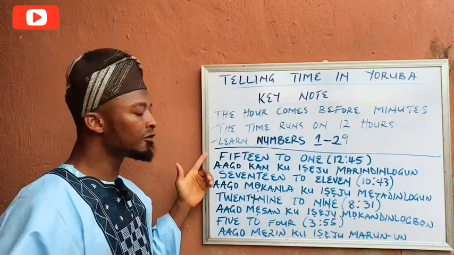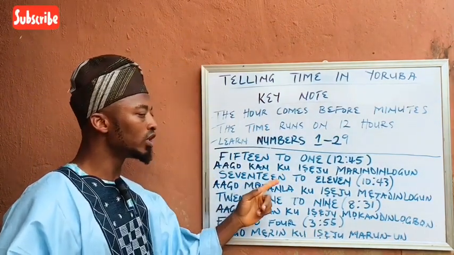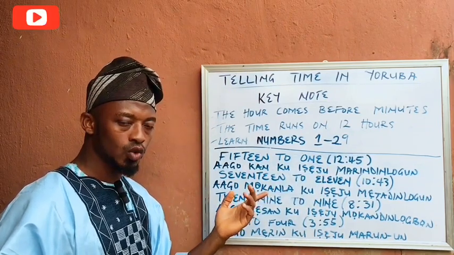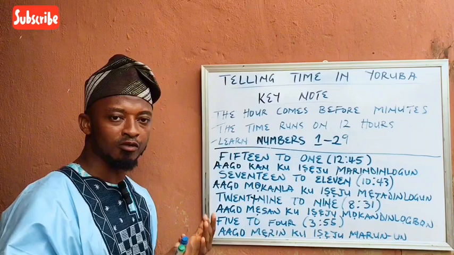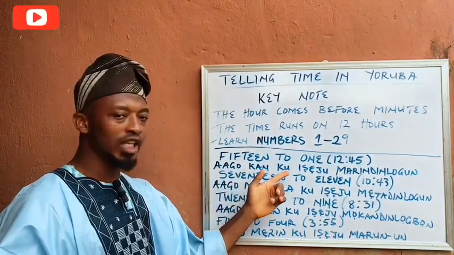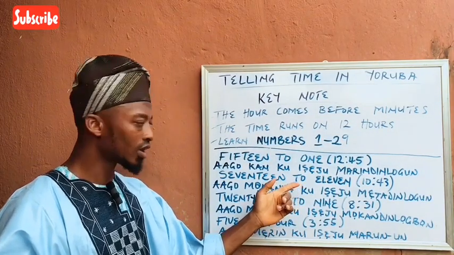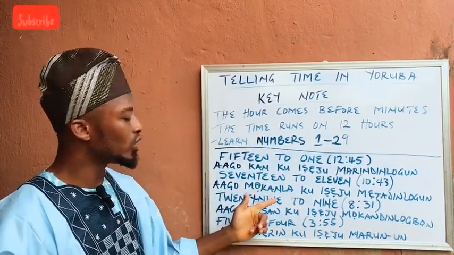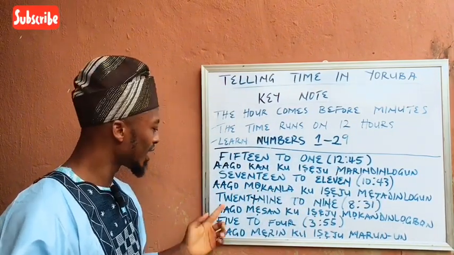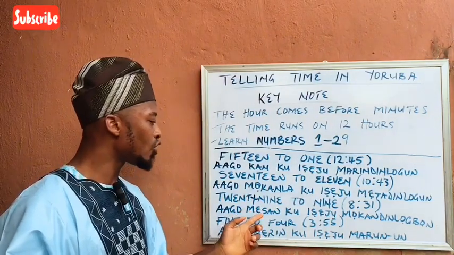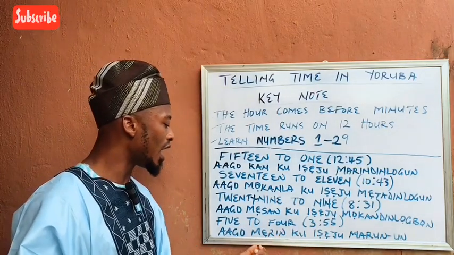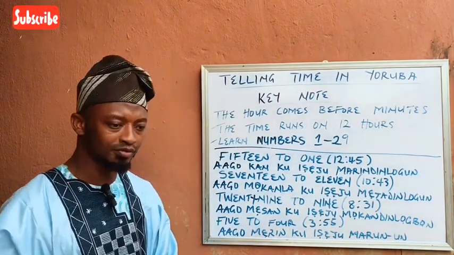So look now, 15 minutes to the hour of 1. Aago kan ku ìṣẹ́jú márùndínlógún. That's 12:45. So it cannot be 12:45 a.m. or 12:45 p.m. Now, 17 minutes to the hour of 11. Aago mọ́kànlá ku ìṣẹ́jú mẹ́tàdínlógún. 29 minutes to the hour of 9. Aago mẹ́sàn-án ku ìṣẹ́jú mọ́kàndínlọ́gbọ̀n. And 5 minutes to the hour of 4. Aago mẹ́rin ku ìṣẹ́jú márùn-ún.